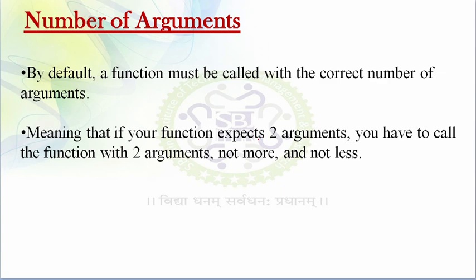Now talking about the number of arguments. By default, a function must be called with the correct number of arguments. So suppose I have created one function and I am passing only one value to the function, so it is compulsory for me to provide that one value. If I do not provide that one value, it will simply show me an error that the function is asking for one parameter, and if I am not providing it, then definitely it will give me some errors.